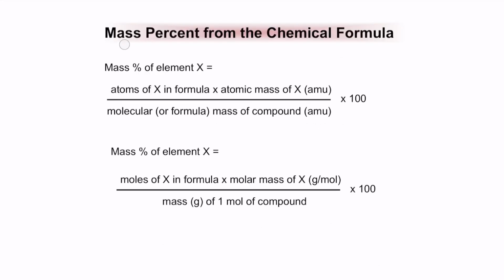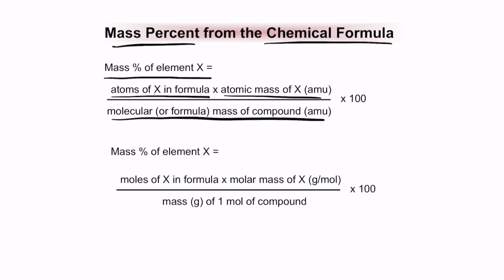Next, let's discuss the mass percent from the chemical formula. Every element contributes a certain amount to the chemical formula, and that is what we are going to calculate as the percentage. So mass percentage, when you have an atomic mass, is the number of atoms of a particular element in the formula times the atomic mass divided by the molecular mass of the compound. And when you want to use moles, it is the number of moles of the element in the formula times the molar mass of X divided by the mass of 1 mole of the compound.